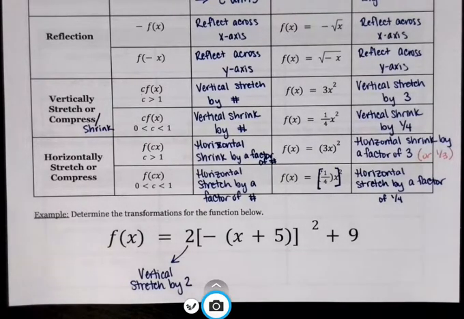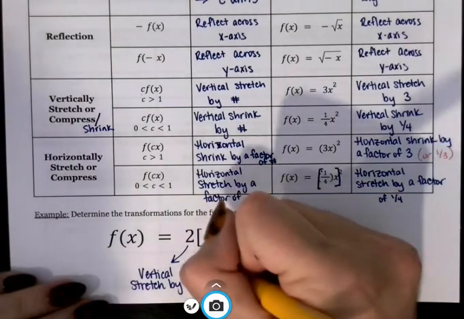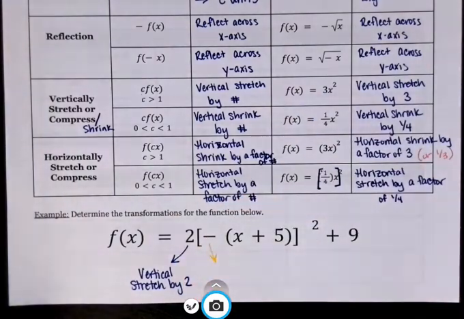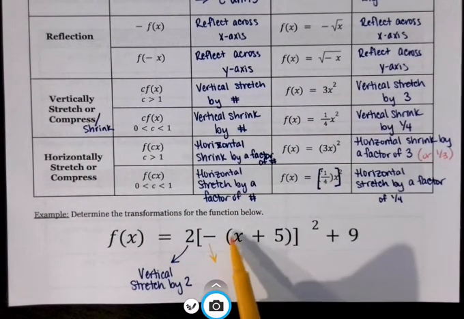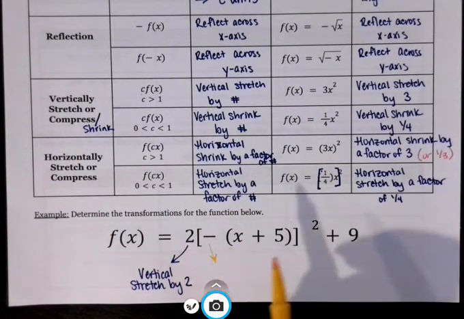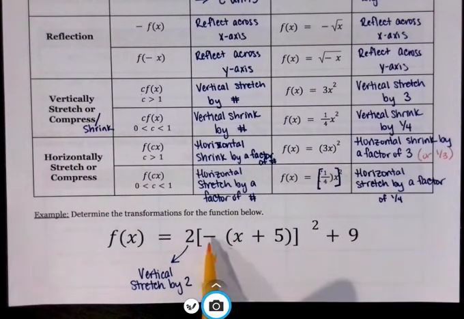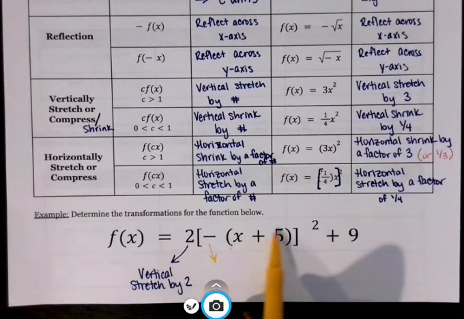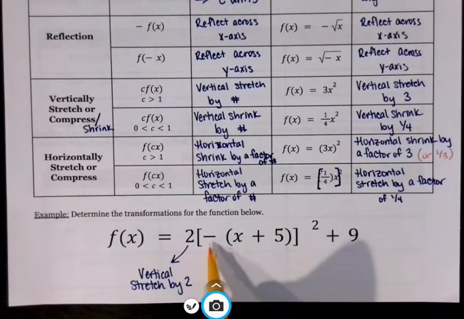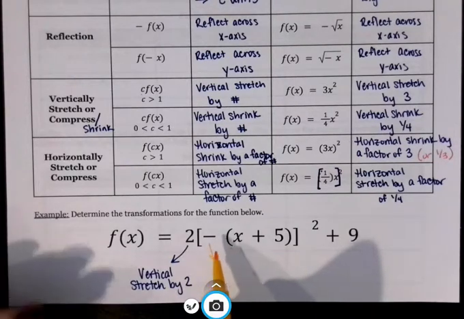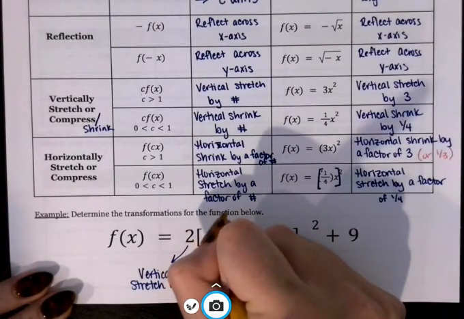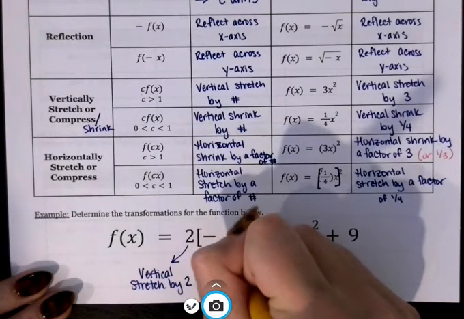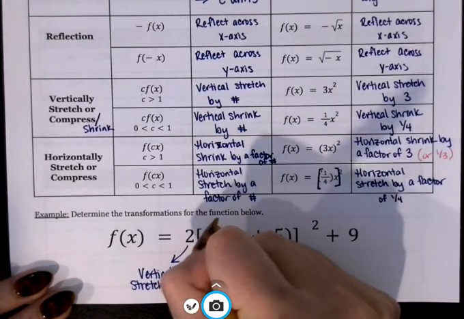I am going to kind of change my colors here. So this negative sign means something. And this one's tricky because we do have parentheses as well as brackets. Since this negative is still inside this bracket and the entire bracket is being raised to a power, we're going to consider this as being on the inside. So a negative on the inside is a reflection across our y-axis.